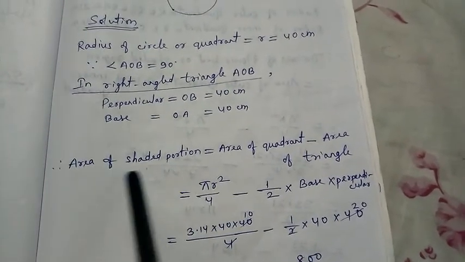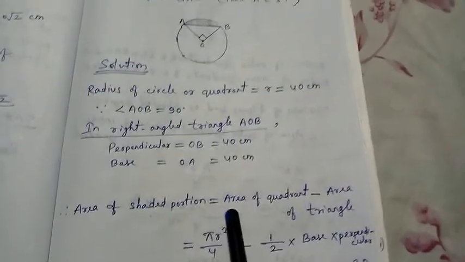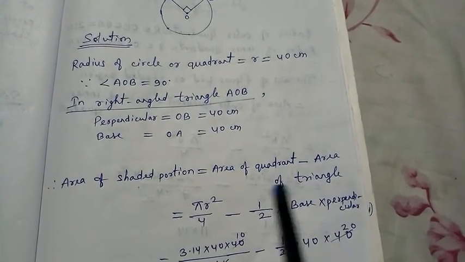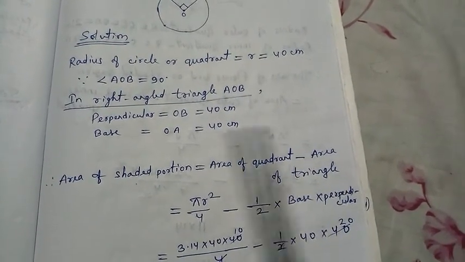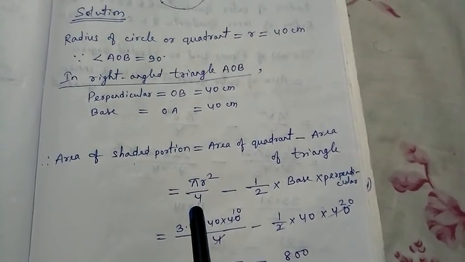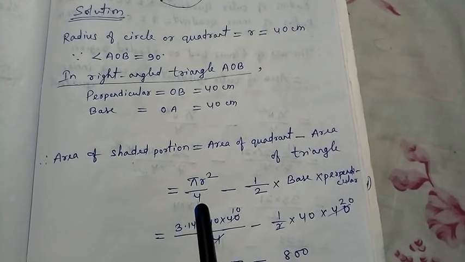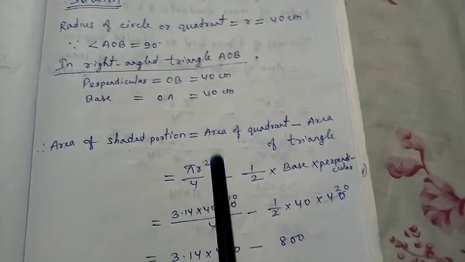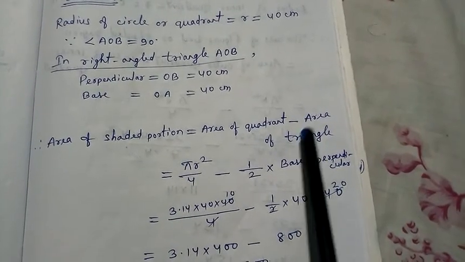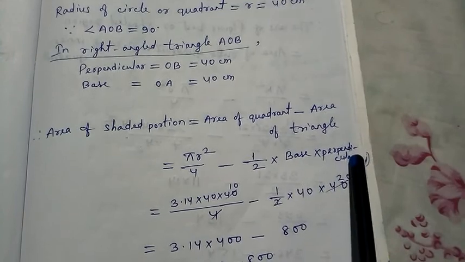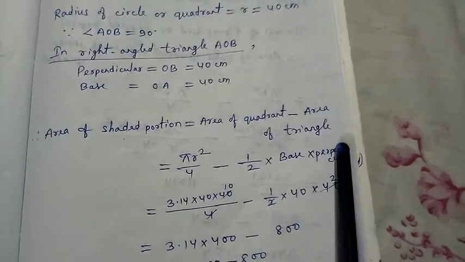So now area of shaded portion will be area of quadrant minus area of right angle triangle. Area of quadrant, you know, pi r square by 4. On the first day of my video, the first day of my PDF, I have provided you the formula list. You can check. Area of quadrant is this, minus area of right angle triangle is half into base into height or perpendicular. Height and perpendicular both are same.